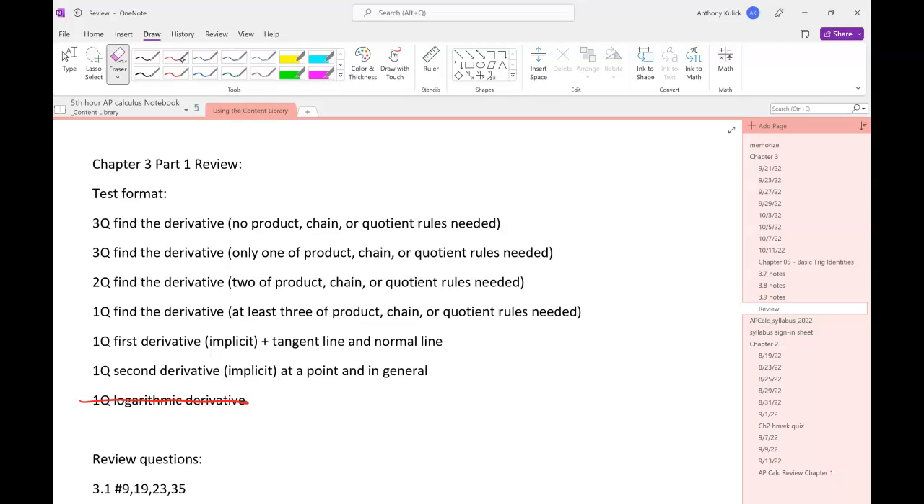And then I have 1 question where I ask you to find a first derivative using implicit differentiation and use that derivative to write the equation for a tangent line and normal line. And then one question where I ask you to find the second derivative implicitly at both a point and in general. It's implicit where it's dy over dx. The implicit is where you have x's and y's that are maybe unseparable. So that's 3.5.